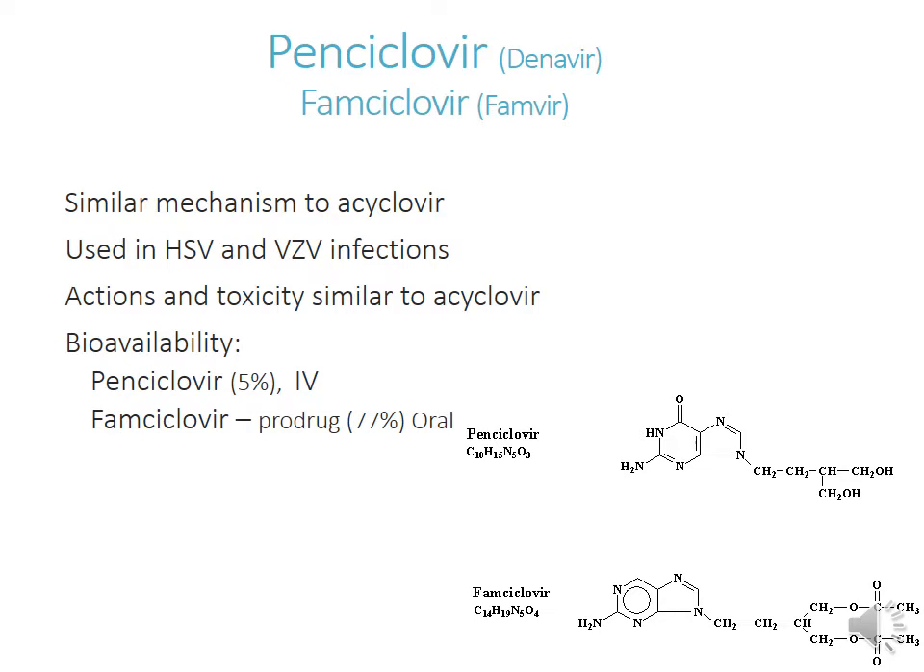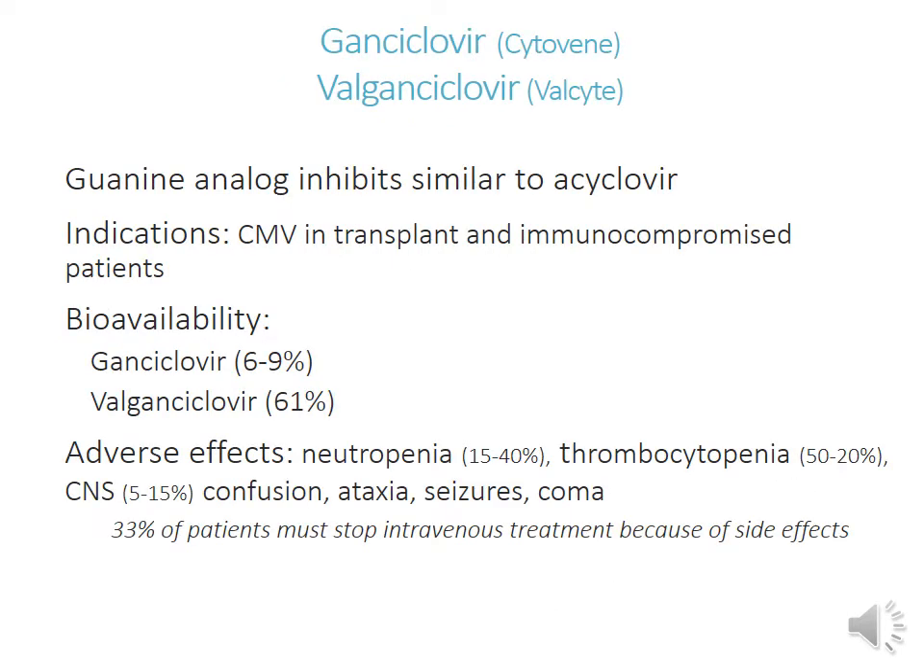And then valganciclovir and ganciclovir, guanine analogs, are very, very similar. These are typically going to be more reserved for your immunocompromised patients, especially those that have cytomegalovirus, so transplant patients who are on a lot of immunosuppressants, or patients receiving chemotherapy, or AIDS patients, things like that. Those are going to be the ones more at risk for cytomegalovirus.